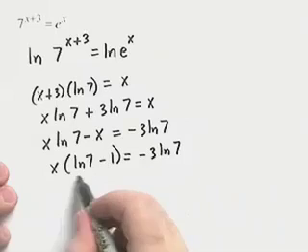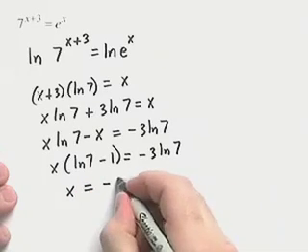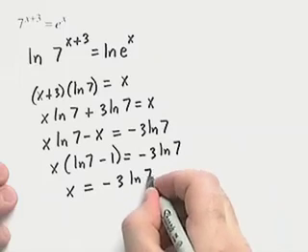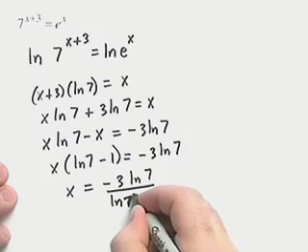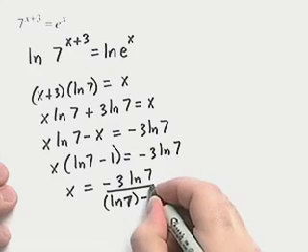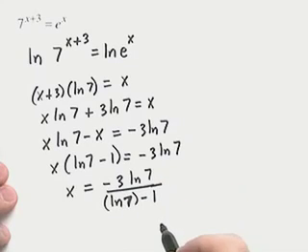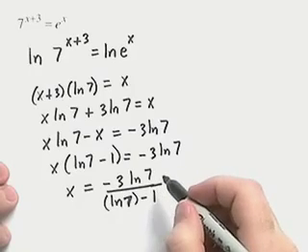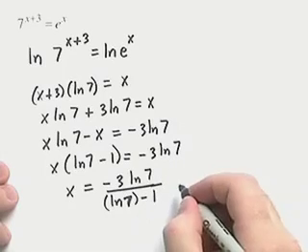We're going to divide both sides by this quantity in parentheses. So we'll have x is equal to negative 3 times the natural log of 7, over the natural log of 7, we'll put that in parentheses, minus 1. We put that in parentheses to make sure we're clear that the minus 1 is separate from the logarithm. Now, this is an exact answer. If we wanted to get the approximate answer, we could put this in our calculator.